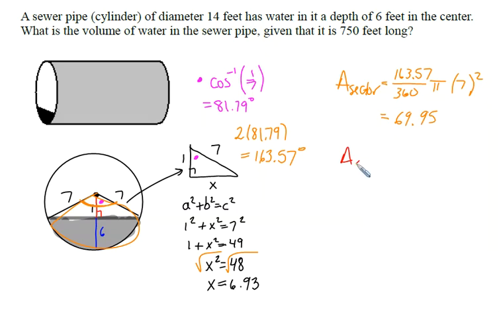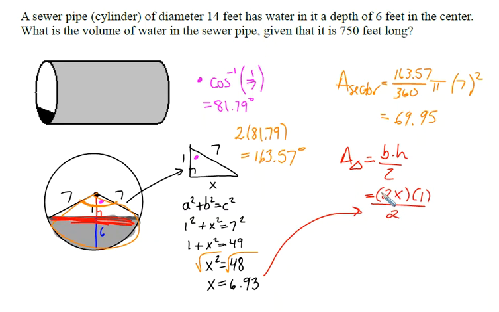So when we find the area of the triangle, it's going to be some base times some height divided by 2. Notice this full base right here is double the x value. So it's going to be 2x times the height of the triangle is 1 divided by 2. Notice those 2's would cancel if we wanted to, so this area of the triangle is basically just x, which is 6.93.